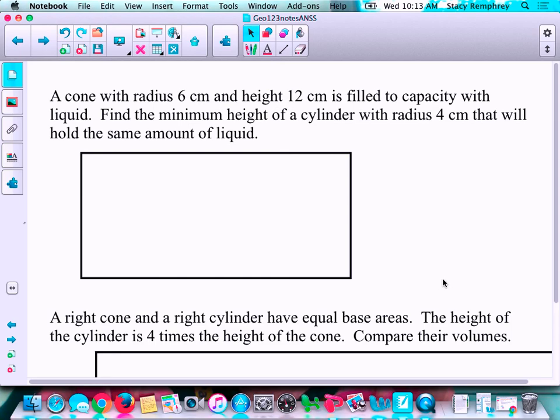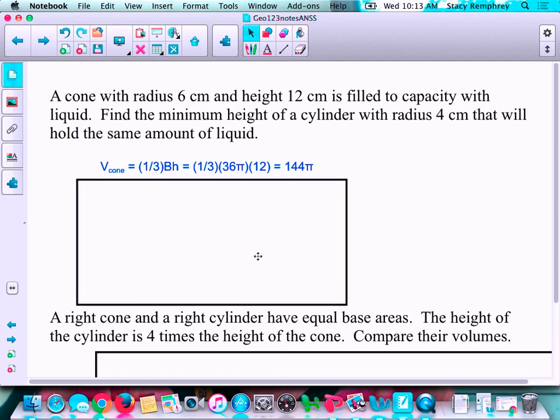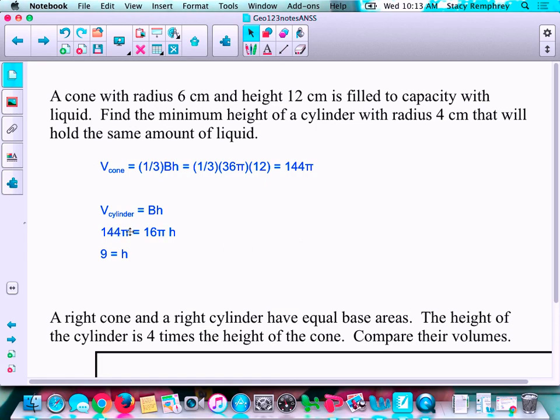All right, for these two problems, why don't you give those a try? So push pause, give them a try, and then come back. All right, for this, a cone, it's being filled, so I know I need volume. So for the volume of the cone, using the formula, I got the volume as 144 pi. Now the volume of the cylinder, I need that to be 144 pi. I know the radius of the cylinder's base is 4, so the area would be 16 pi. And solving that equation, the height of the cylinder would need to be 9.